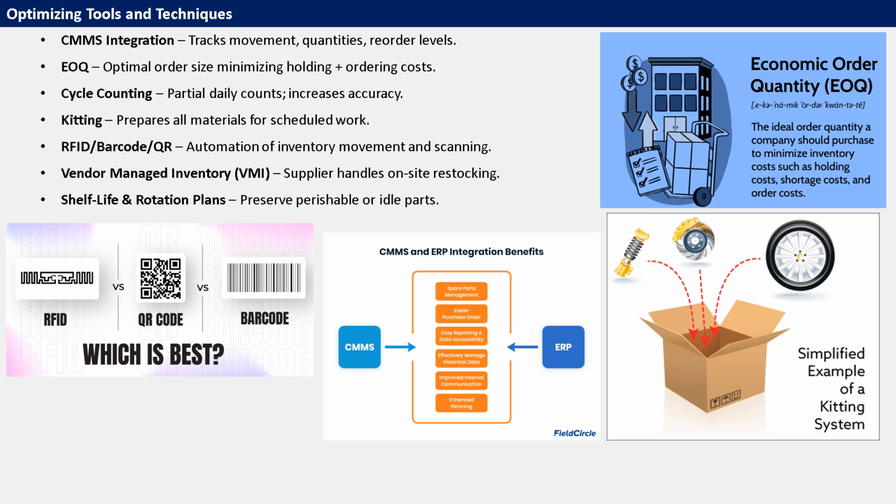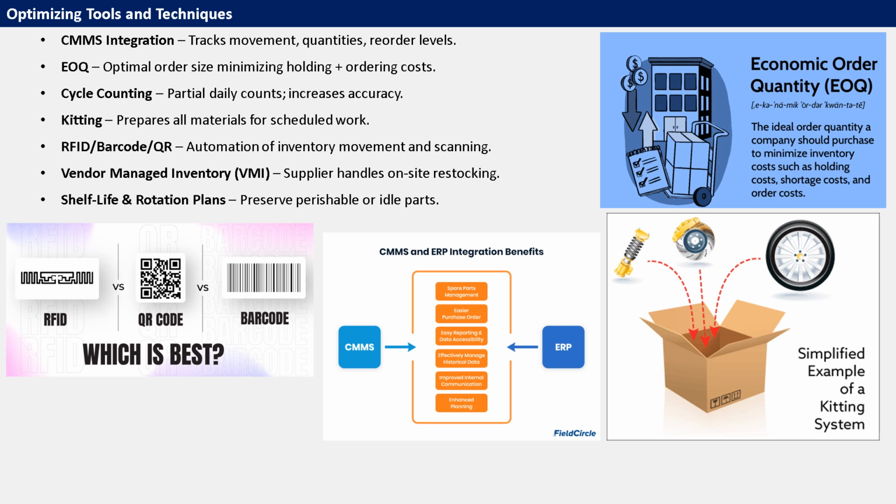For accuracy and control, cycle counting replaces full inventory shutdowns with regular spot checks of a rotating selection of items. This helps maintain inventory accuracy continuously and supports financial audits. Kitting involves gathering all parts needed for a specific maintenance job and staging them in a single package or location before the work begins. This boosts technician efficiency, reduces delays, and increases wrench time.